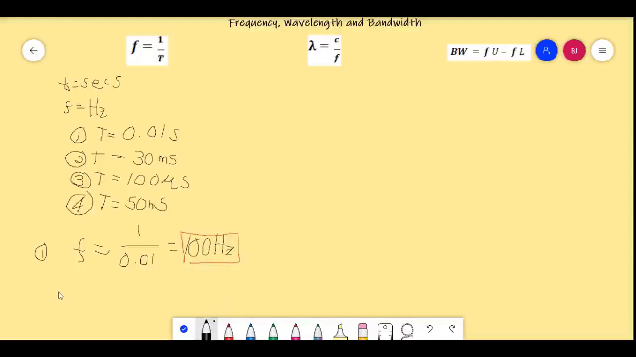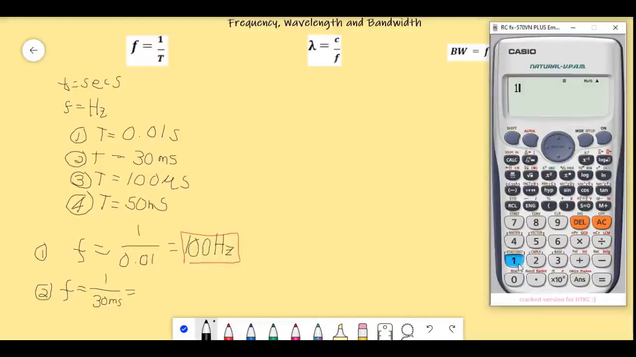Now let's have number 2. So for number 2, we're looking for the frequency for a period of 30 milliseconds. So for 30 milliseconds, if we tried putting this into the calculator, 1 divided by 30, then we will get an incorrect answer. Because remember, the 30 milliseconds here is actually in engineering notation. So we have to convert it back into its proper notation.